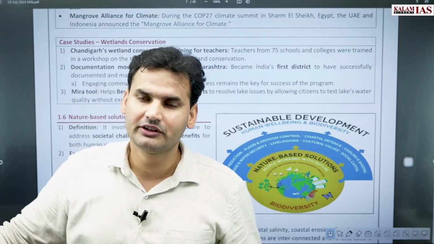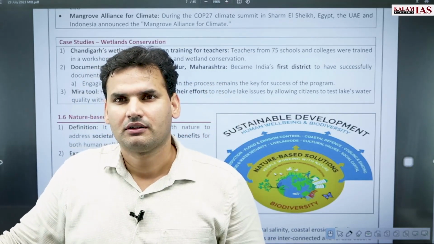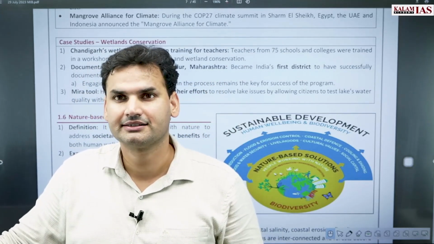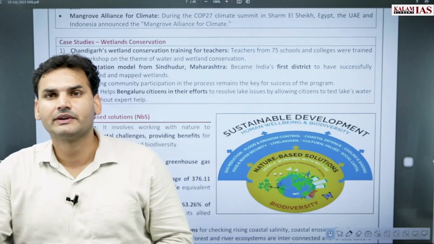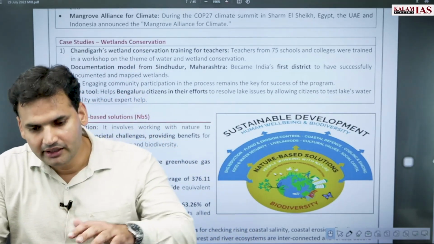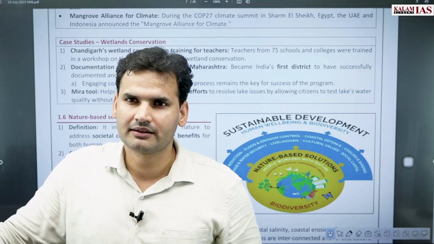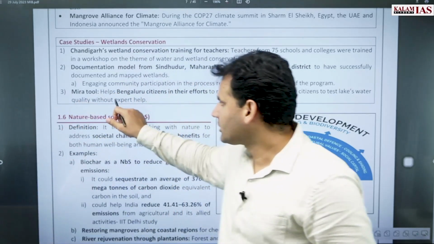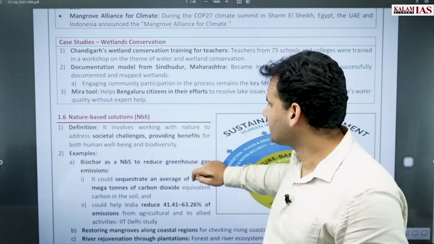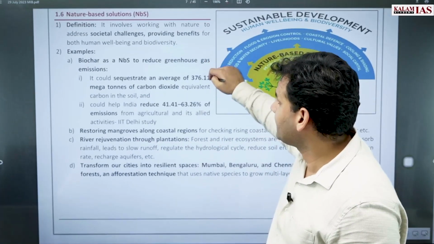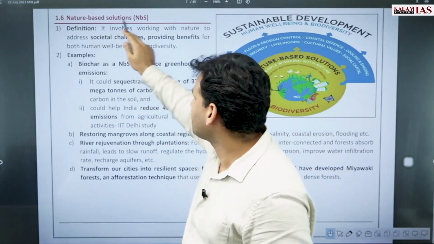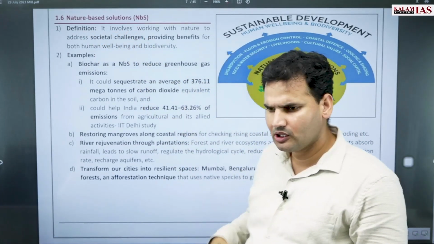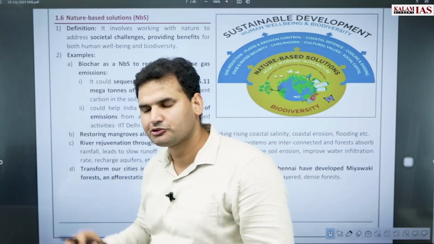Bengaluru, extremely famous for IT. It is considered what? Silicon hub, Silicon Valley of India. But every year we see what? Urban floods. So in that regard, the MIRA tool comes in handy. Right? Next, and very important, nature-based solutions. Now what are nature-based solutions? अलग से भी question पूछा जा सकता है.